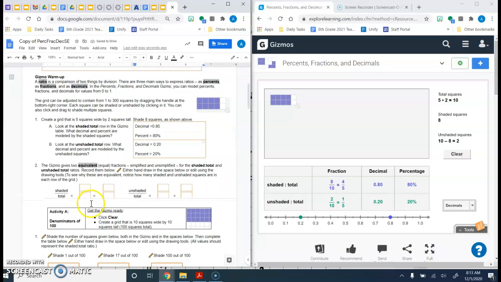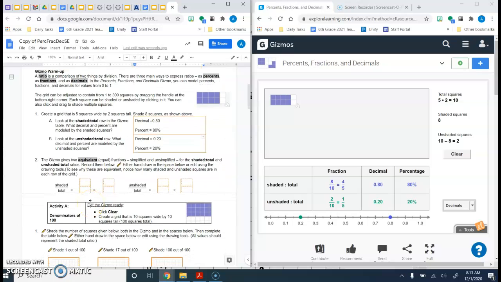So the gizmo gives 2 equivalent. Equivalent means equal fractions, okay? So the fraction column has 2 fractions in it, okay? The simplified, so in this case 4/5, and the unsimplified, in this case in the shaded to total area, is 8/10, okay? So we're going to record them below.